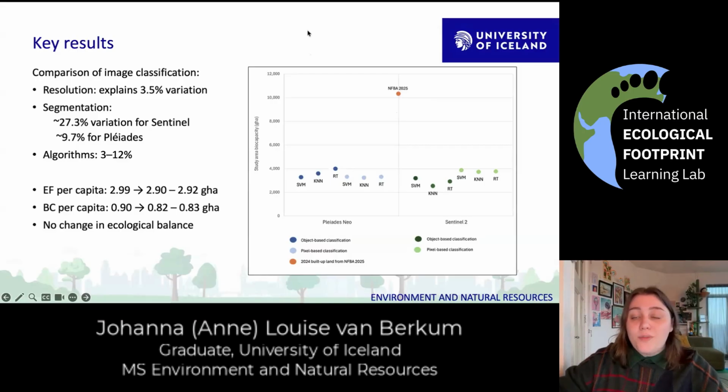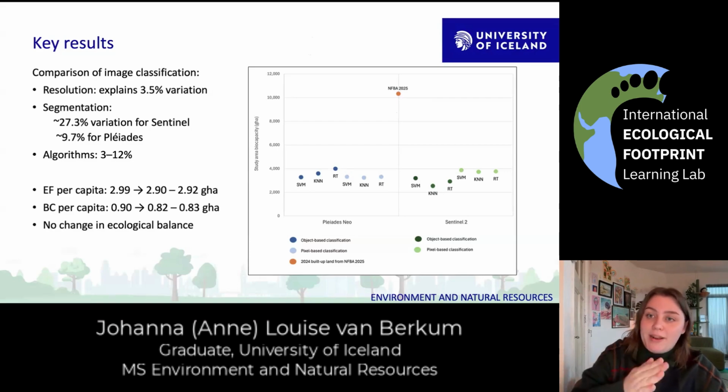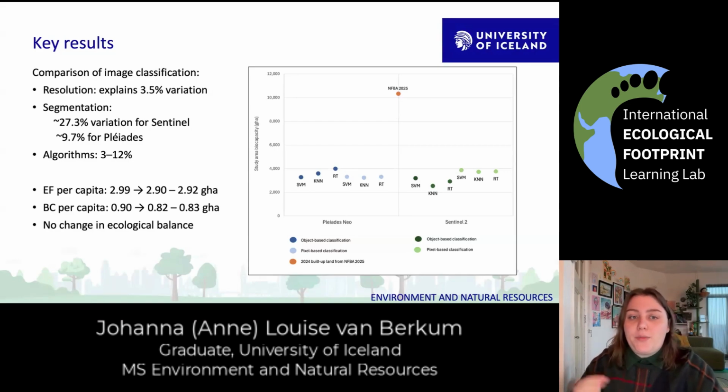So, of course, I compared a lot of different choices within the method. The resolution, so Pleiades versus Sentinel, only explains 3.5% of the variation in global hectares. So it's not actually that important, it turns out, for this specific analysis, whether you use the very high resolution image or the medium, it's still actually high, 10-meter resolution.